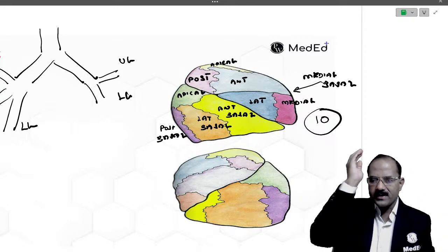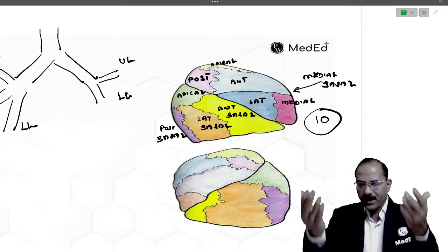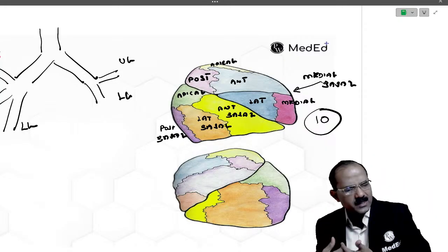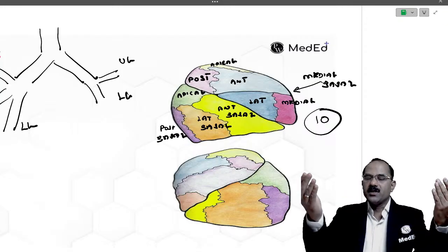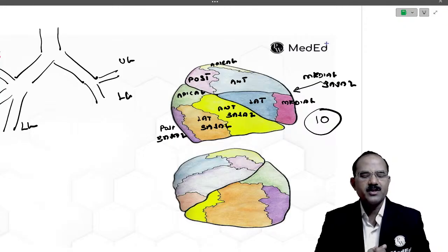10 bronchopulmonary segments for the right lung. The upper lobe has apical, anterior, posterior. The middle lobe has medial, lateral. The lower lobe has apical, anterior basal, lateral basal, posterior basal, and the medial basal. ठीक है बच्चों?